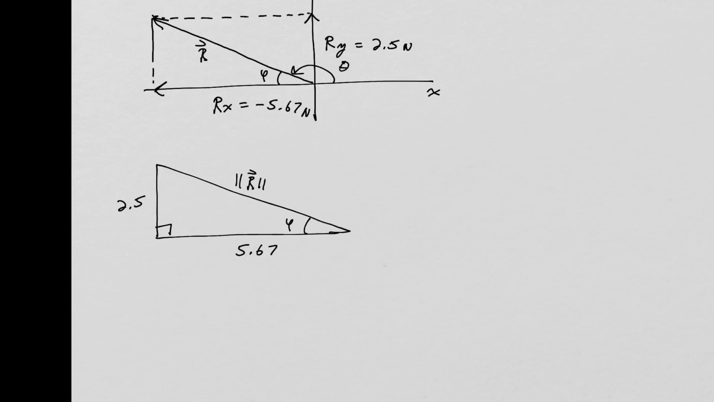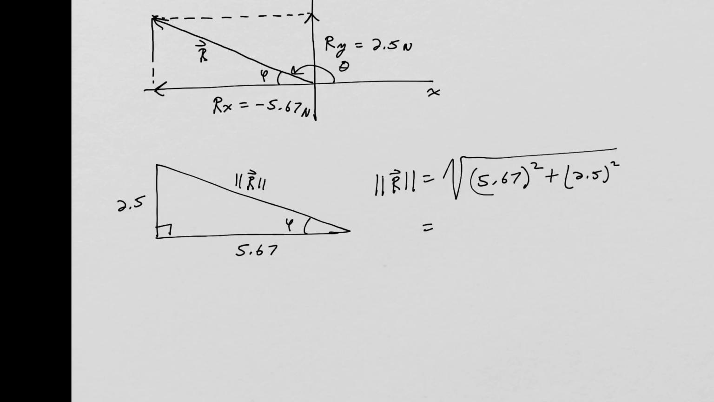Okay, so how do I find the magnitude? I use the Pythagorean theorem. So this is going to be the square root of 5.67 squared plus 2.5 squared. And if you work that out, you're going to get around 6.2 newtons. Okay, so that's my magnitude.